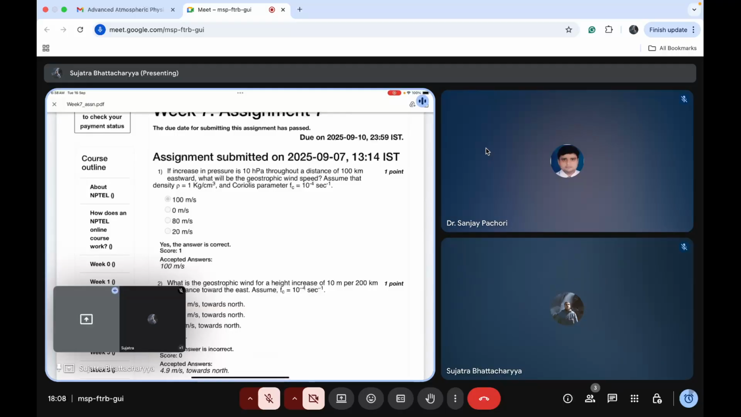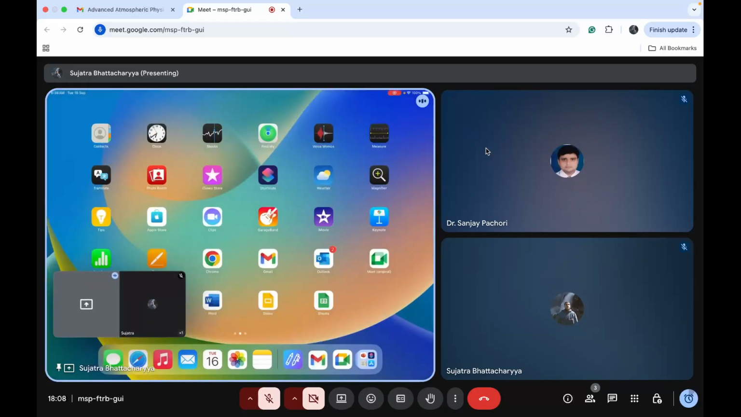First of all, this rho equal to 1 kg per centimeter cube is not the right value, which I have already told in the last session, that it should be 1 kg per meter cube. Then only you will get towards the answer. Otherwise, it will be very deviated. Okay. So if the pressure increase is 10 hectopascal through a distance of 100 kilometers eastward, what will be the geostrophic wind speed? That is the simple question.